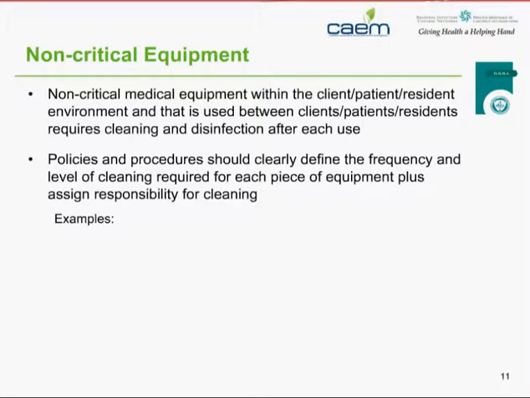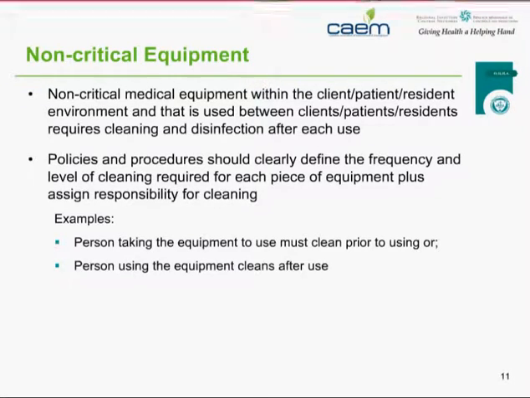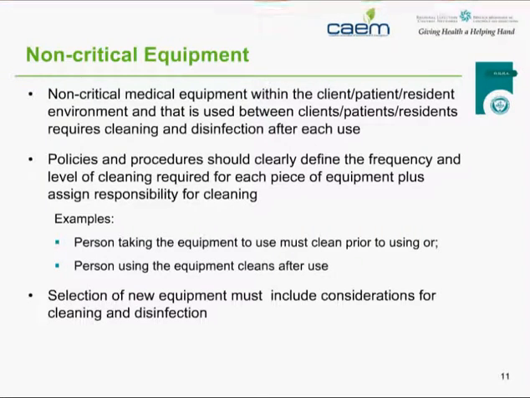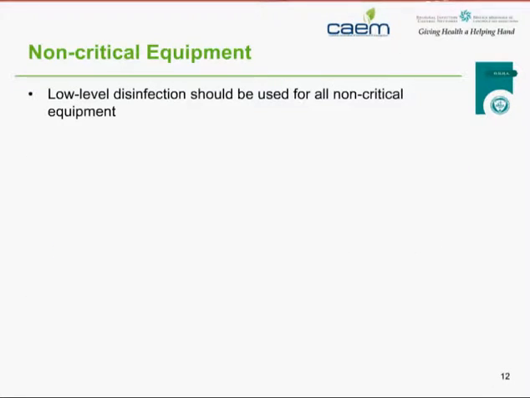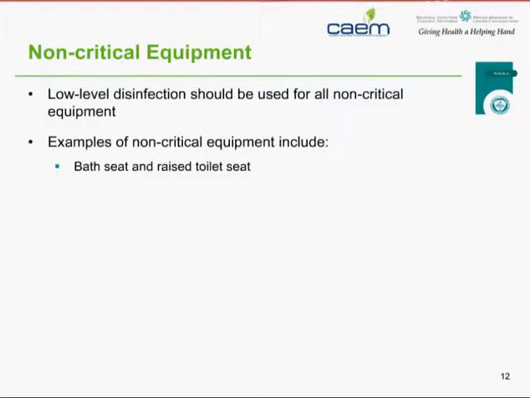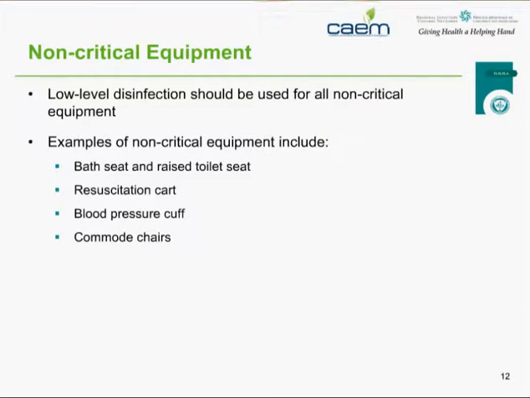Examples: the person taking the equipment to use must clean prior to using, or the person using the equipment cleans after use. When purchasing new equipment, the ability to effectively clean and disinfect the item must be taken into consideration prior to purchase. Low-level disinfection should be used for all non-critical equipment. Examples of non-critical equipment include bath seat and raised toilet seat, resuscitation cart, blood pressure cuff, commode chairs, IV pumps, ECG machine and cables, transfer boards, stethoscope.